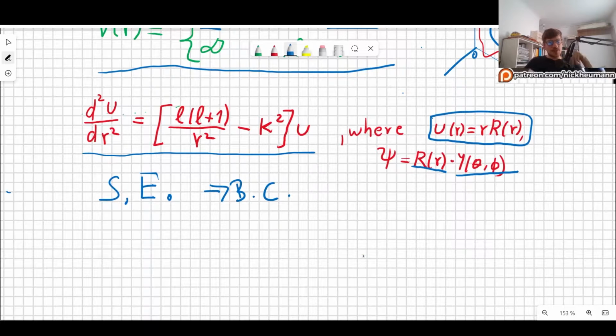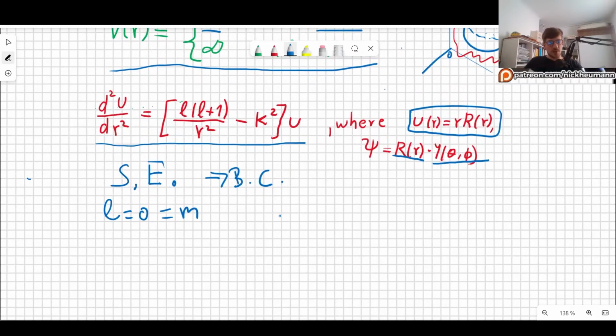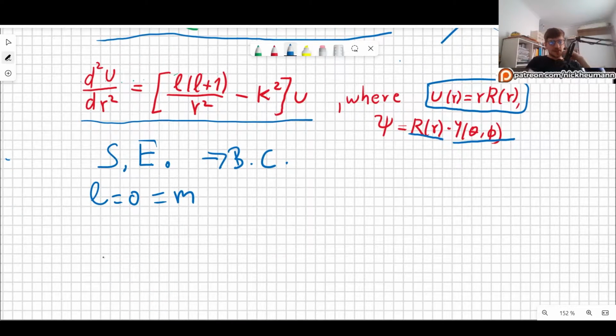Now, of course, as you can see, this depends on what the exact values of L are. We will solve it very soon for the general case L. Let's first start with the easy case L equals 0, which of course implies that M is also 0. We will just work from there to get acquainted with this case. So let's solve this case.